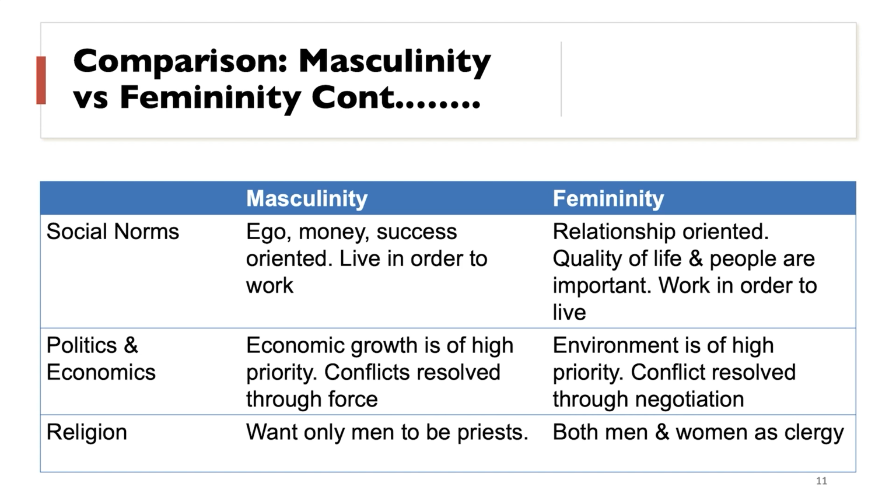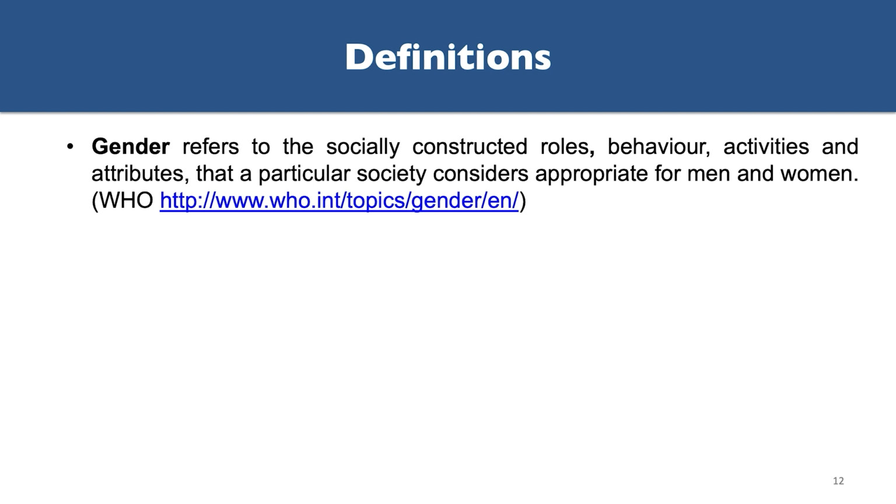With regard to politics and economics, economic growth is of high priority for the male, and conflicts should be resolved through force. And on the other hand, for the female, environment is of high priority, and conflicts should be resolved through negotiation. With regard to religion, normally the society expects only men to be praised, but with regard to femininity, both men and women would be accepted as praise.